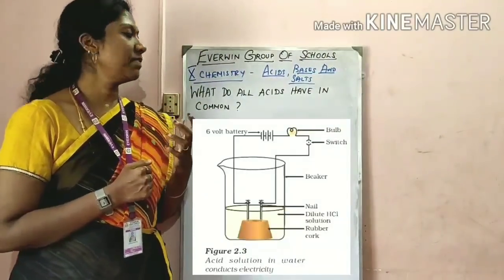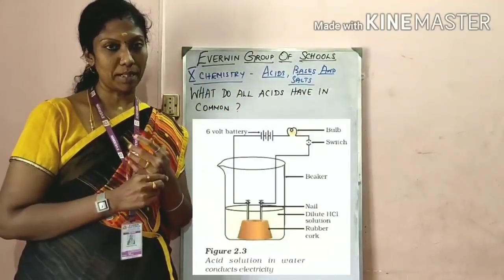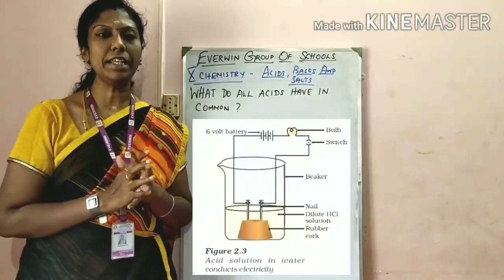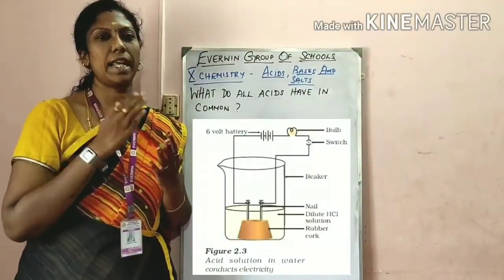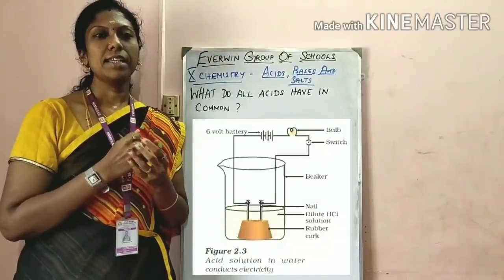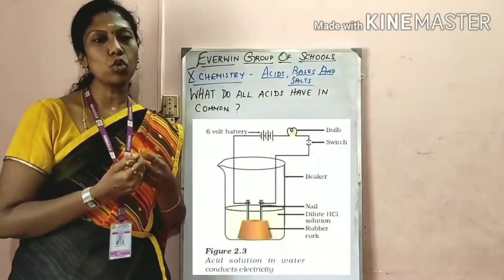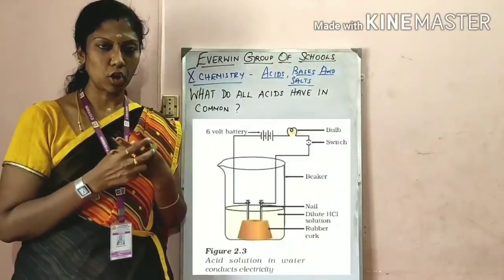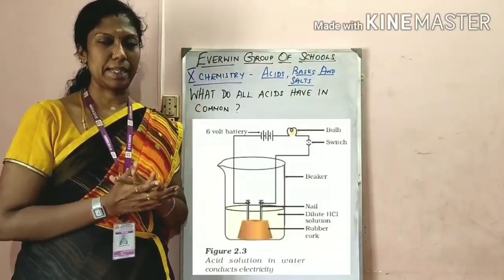Now let us see an activity to infer what all acids have in common. For this activity, you have been given 4 sample solutions. Solution A, dilute hydrochloric acid. Solution B, dilute nitric acid. Solution C is glucose, and solution D is alcohol or ethanol. These solutions are given separately.